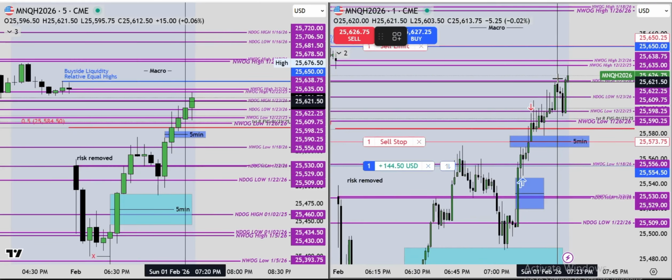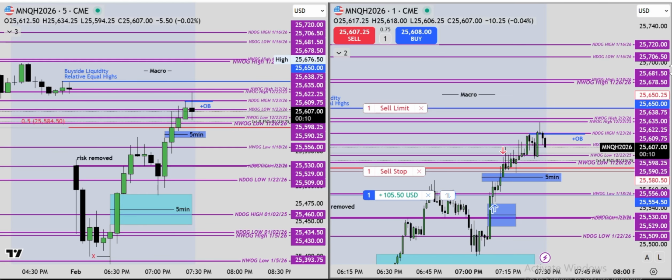Annotating a bullish order block on the 1-minute. Now here we actually reached, I believe it was a new week opening gap high. So I'm thinking, okay, we technically reached and closed that gap, so price may want to reverse on me.